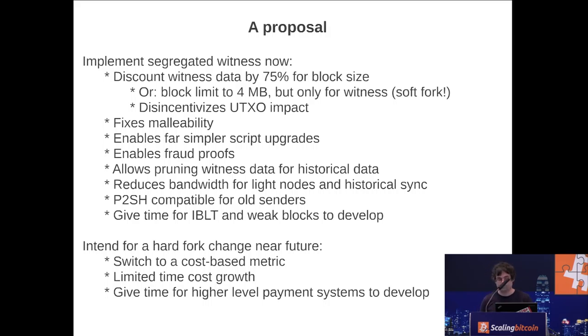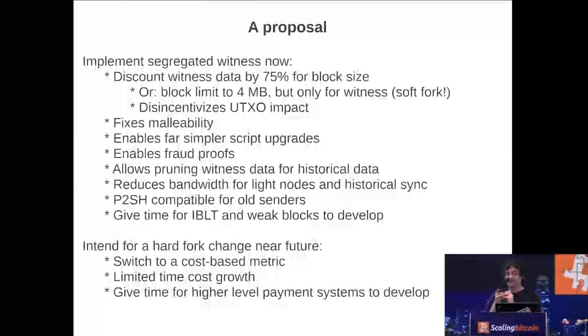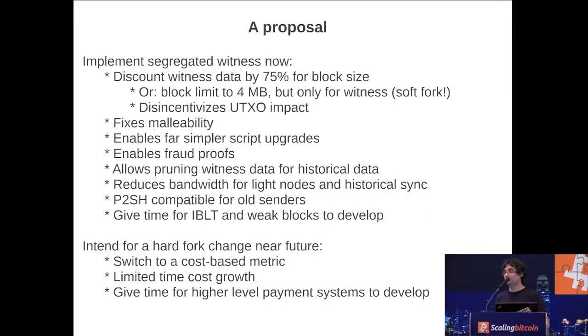So this fixes malleability. It enables far simpler script upgrades. It enables fraud proofs. It allows pruning the witness data for historical data. It reduces the bandwidth for light nodes and historical sync. What I didn't mention before, it's P2SH compatible for old nodes. So non-upgraded and upgraded nodes can still send coins to each other, though at slightly lower efficiency.